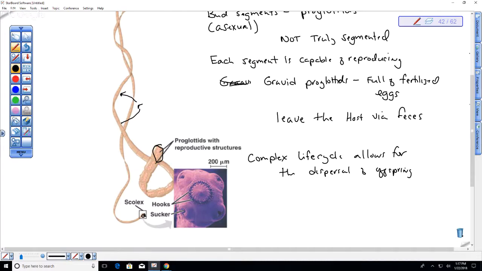Does anybody know what the most common secondary host is, what picks up these eggs if you're talking about your cat or dog at home? What is picking up the eggs, that then eats them so that the life cycle can be completed? Does anybody know? They could be mice, but that's not the most common one.